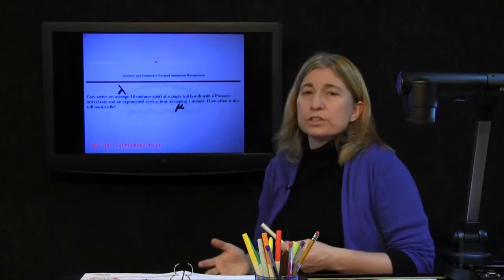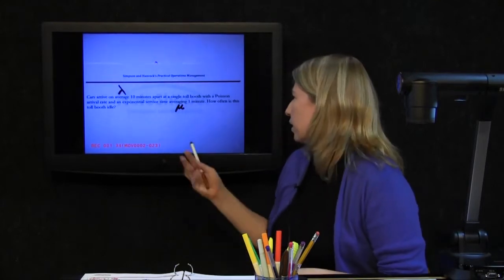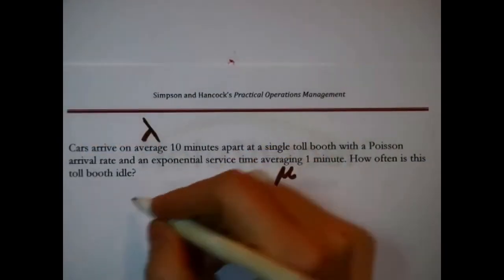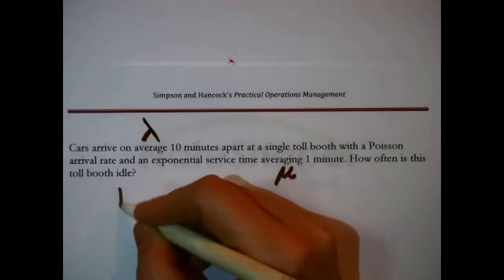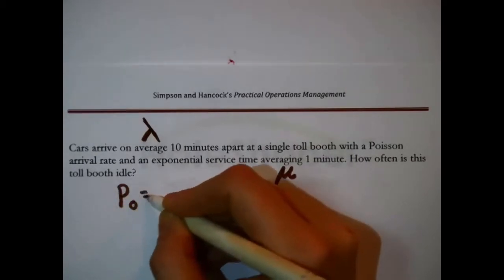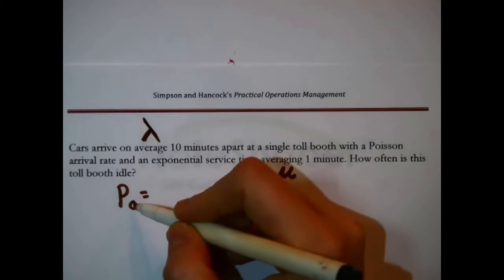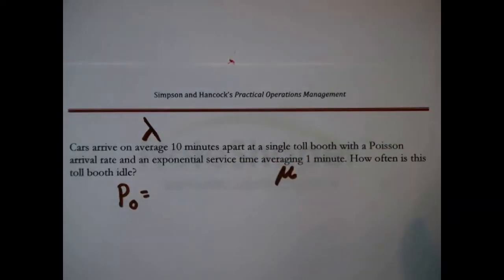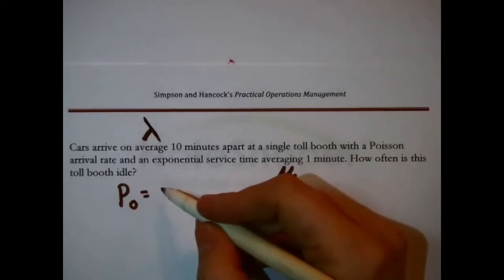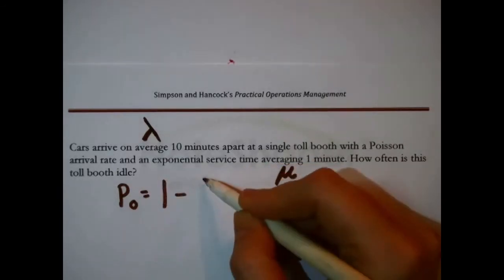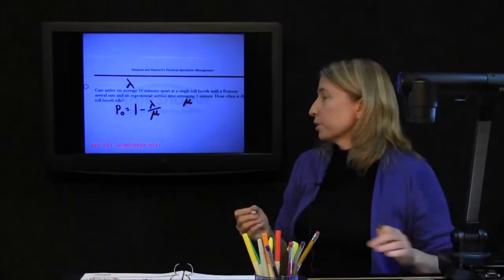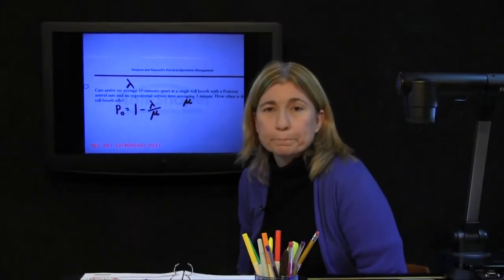The question is short. It's just asking how often is this toll booth idle. That's a pretty simple MM1 formula. That's nothing more than capital P for probability, 0 meaning the chance that there is nobody in the system, or the proportion of time the system is idle. The only thing we need to do is say 1 minus, you can look up this formula, 1 minus lambda over mu.